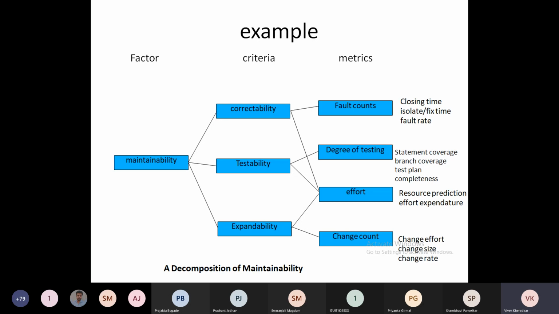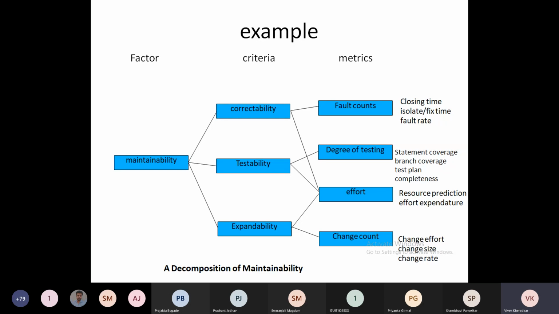So this maintainability depends upon the quality criteria. The quality criteria on which maintainability depends are correctability, testability, and expandability. So these are the three factors on which maintainability depends. But again, this quality criteria, we cannot measure directly. So we can measure it by using the metrics.